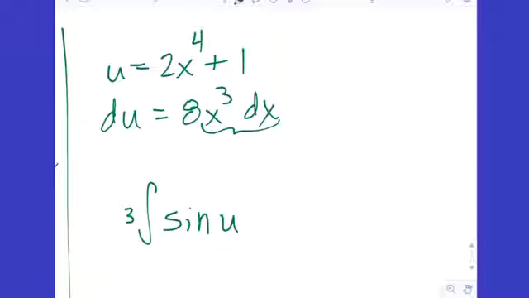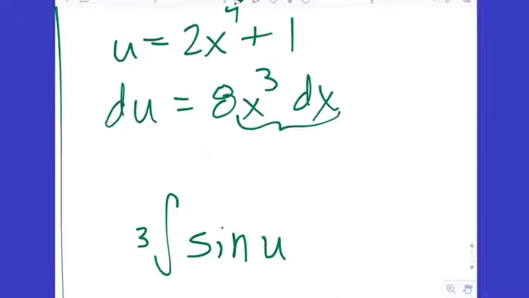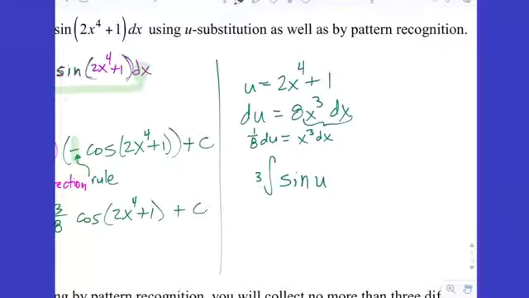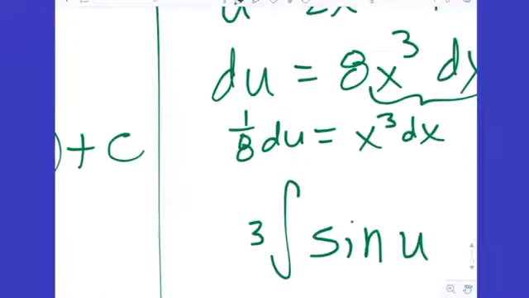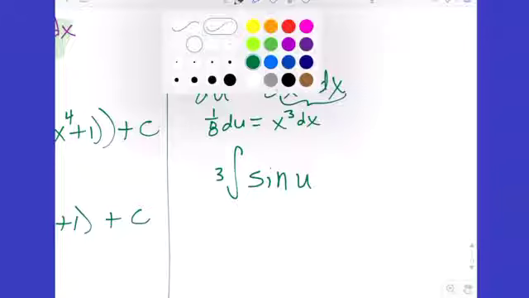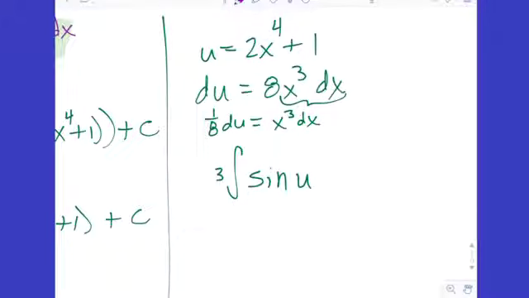So if I solve for x cubed dx by multiplying both sides by an 8, I get 1/8 du equals x cubed dx. And now I can make the replacement. But I can't replace it with a straight up du. I got to put a 1/8 du. Now, because multiplication is commutative and associative, I can put those two factors anywhere I want. The 1/8, I'm going to bring it out front with the 3, and the du will assume his rightful position at the back as the right bookend of the integral.